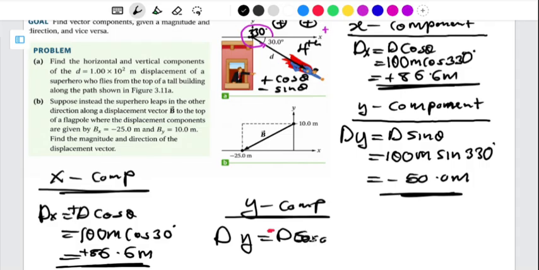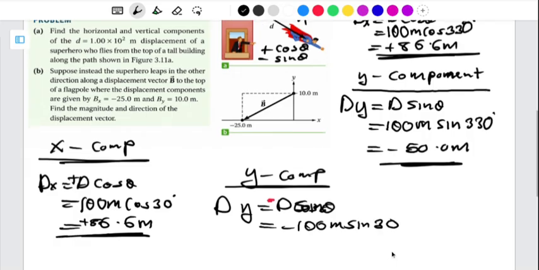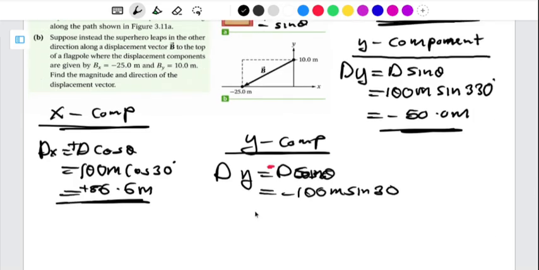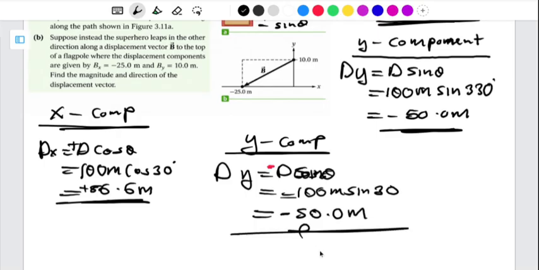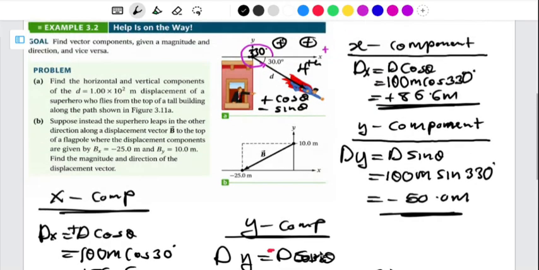So this is sine theta. So we have negative 100 meters, then sine 30. Sine 30 is half. What is half of negative 100? That is negative 50. So negative 50.0 meters. As you can see, we're just getting the same answers. So it's just up to you to decide which formula you want to use.